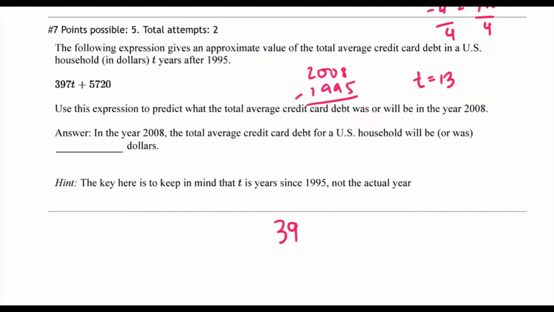So I'd have 397 times 13, and then I'd add the 5, 7, 20.